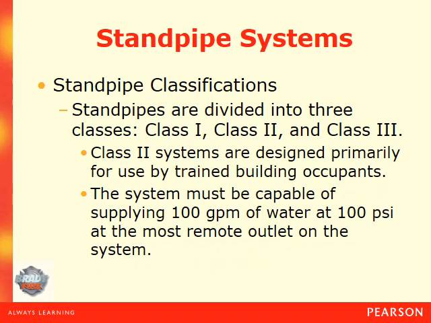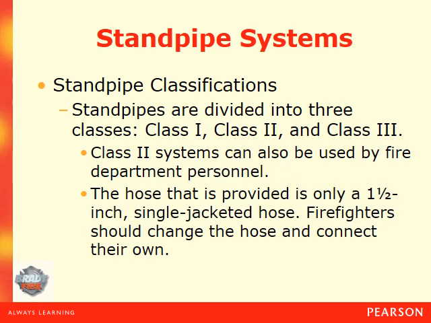Class 2 systems are designed primarily for use by trained building occupants. These systems must be capable of supplying 100 gallons per minute of water at 100 psi at the most remote outlet on the system. Class 2 systems can also be used by fire department personnel. However, many times fire department personnel are dissuaded from using these because their maintenance and upkeep is unknown and can lead to system failure. The hose that is provided is only a 1.5-inch single jacketed hose. Firefighters should change the hose and connect their own, as they are more reliable.